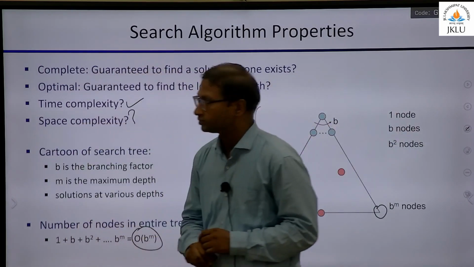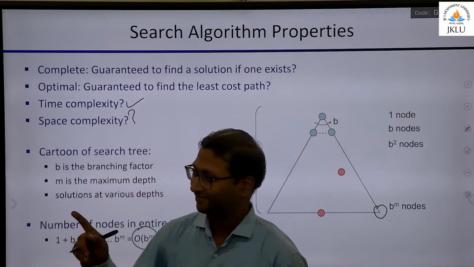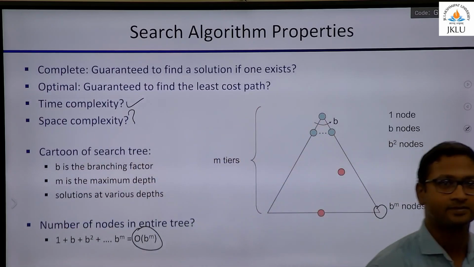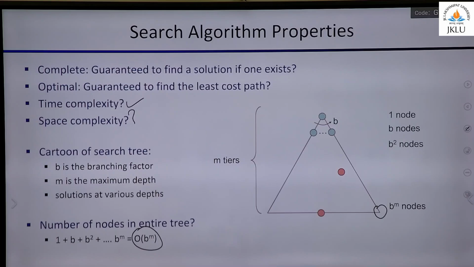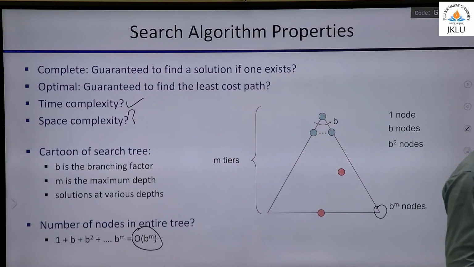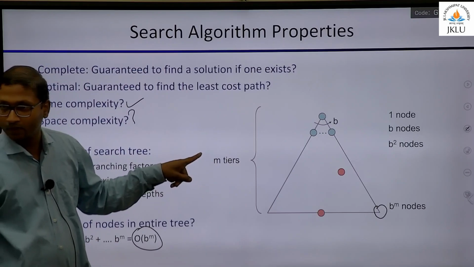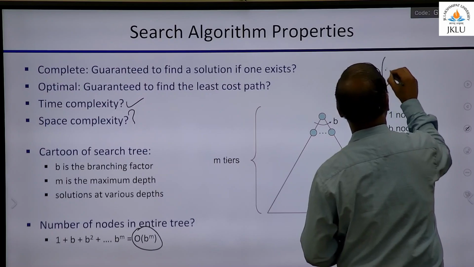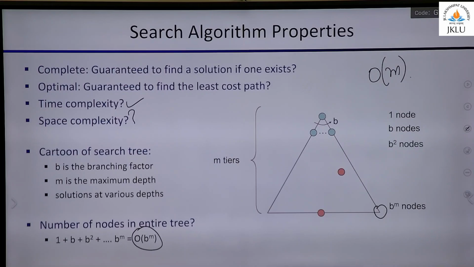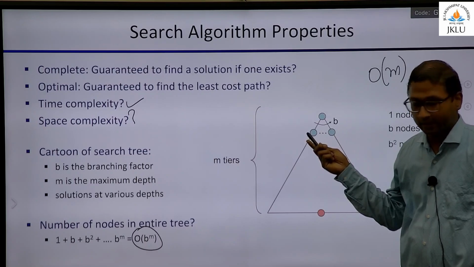What about this one? Thoda sa door ho. Size of current fringe, that's a good answer. But what is that? See that again, what did you say? Height of the tree, that means M? Okay. So I have one answer, order M. Anyone else? Tell me, how many nodes will be there in fringe here? One. In this case? B. What about at the second level?